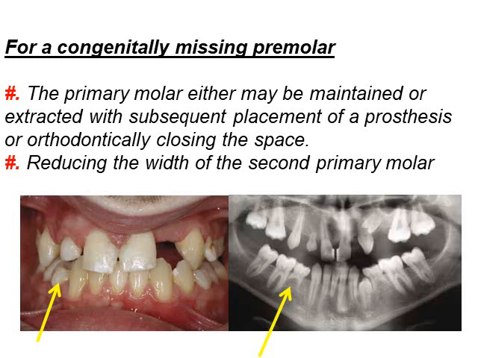The problem here is that reducing the width of the second primary molar is a consideration, but root resorption and subsequent exfoliation may occur. So we can reduce the width of the second primary molar, but the other problem is root resorption and exfoliation.